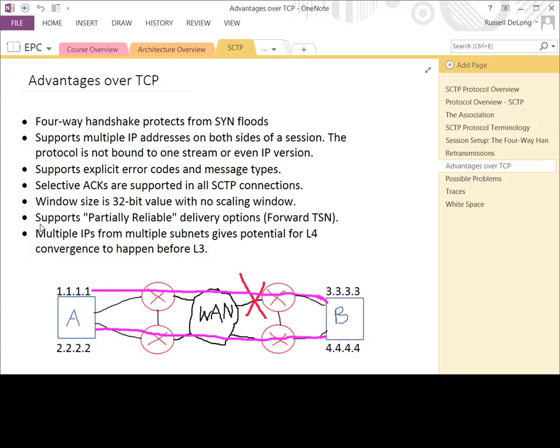So it supports partially reliable delivery options. I mentioned that forward TSN. And it supports multiple IPs, even for multiple subnets, giving potential for layer 4 convergence to happen before layer 3. And I kind of drew this scenario here. Actually, I'll redraw this to clarify it a little bit for us here.